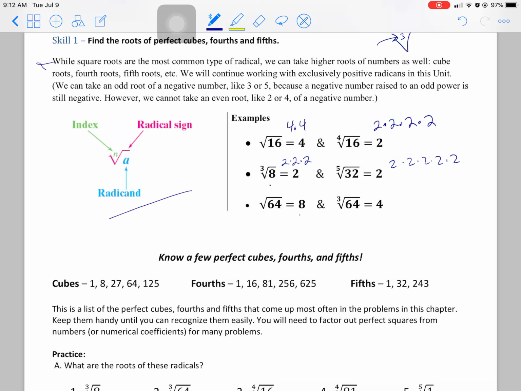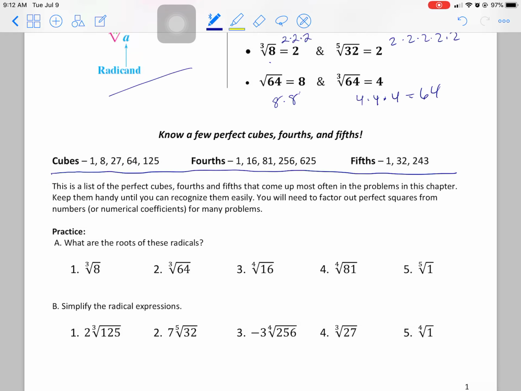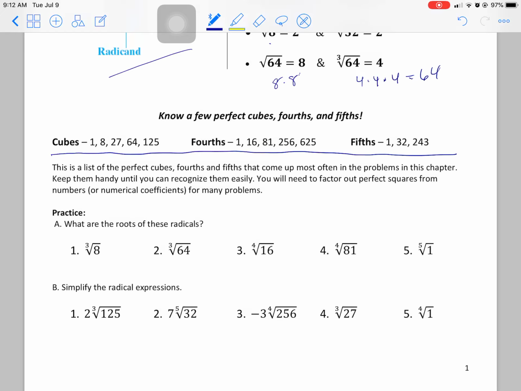64 is a perfect square of 8, 8 times 8. But if you take 4 times 4 times 4, you also get 64. So it's a cubed root as well. So that's why it's important to kind of add these to your flashcards here. Those are the ones you want to keep handy. We're going to be looking for those as factors. Okay? The perfect cubes, the perfect fourths and fifths. Keep them handy so you can recognize them.